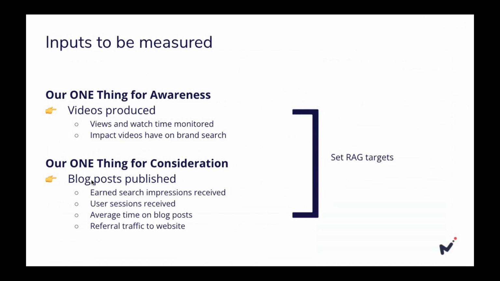And for consideration, we need to look at blog posts being published. So again, earned search impressions received, but it's one thing getting an impression inside Google. It's another thing getting a session off a search. So user sessions received is critical. Average time on the blog post, again, a counter metric, because one could say that these are vanity. Average time on a blog post shows the quality of the content, and then referral traffic to websites. So that could also speak to the PR piece. So are we getting traffic back to our website of the content that we are producing? And again, everything has a red, amber, green. Everything runs off red, amber, green to ensure that we're on target.